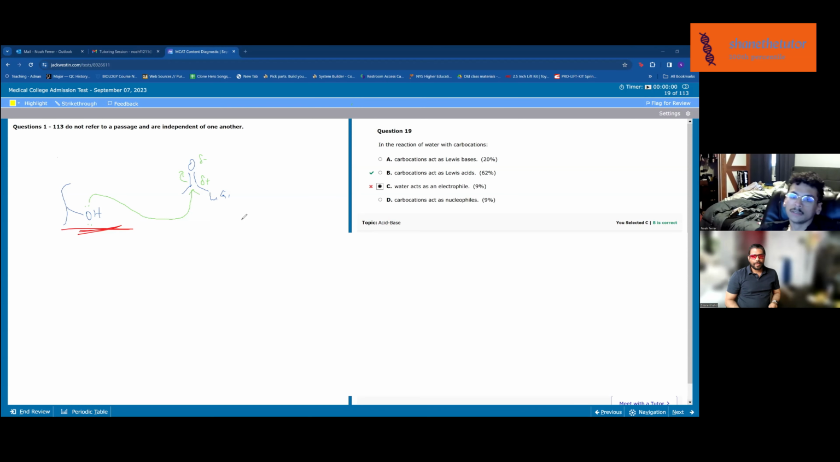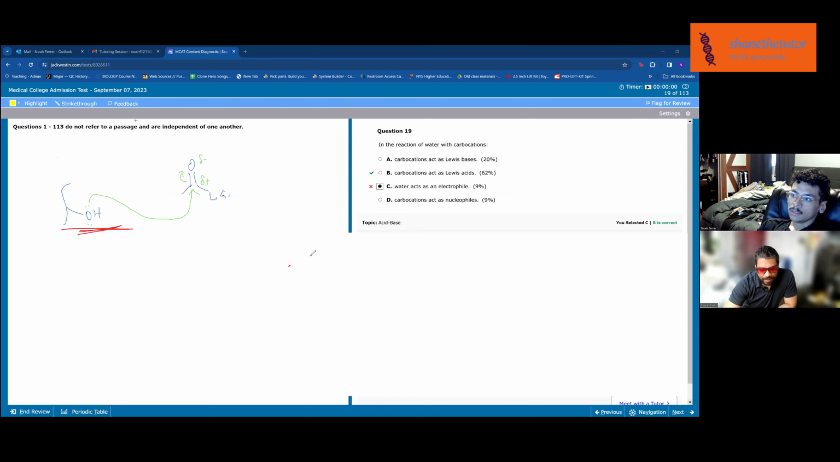Got it. So make sure you write this in your notes: hydroxyl is the most common nucleophile, and the carbonyl group, which can include ketones, aldehydes, etc., are the most common electrophiles. And electrophiles are Lewis acids.